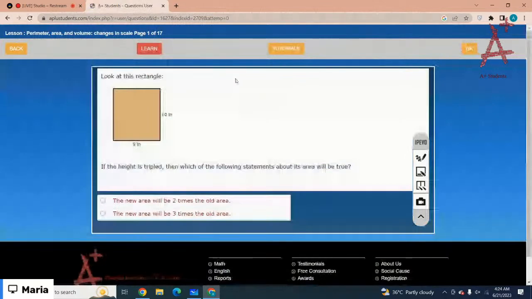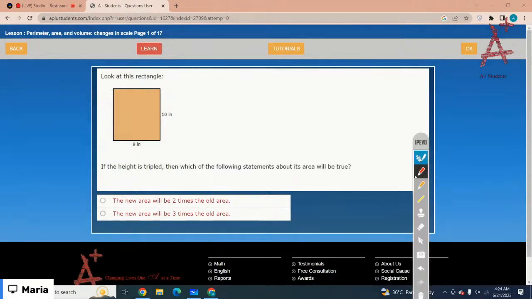Okay, look at this rectangle. That is just a rectangle. If the height is tripled, then which of the following statements about its area will be true? Okay, so for the original one, how do we calculate the area of the shape? We do length times width. Got it?